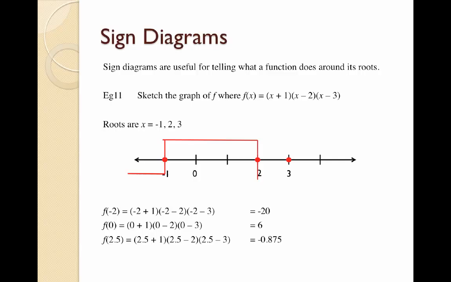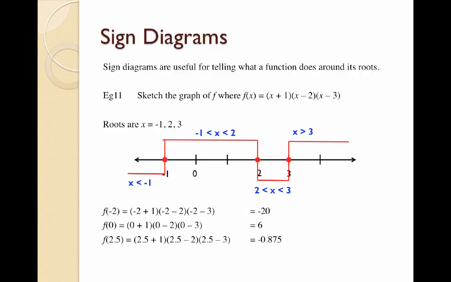We go down into the negatives when we get past 2. And we stay negative until we get to 3. Once we get to 3, we're going to cut over our x-axis again, and we're going to remain positive for the rest of the time. So when x is less than minus 1, we're below the line, we're in negatives. When x is between minus 1 and 2, we're above the line. When x is between 2 and 3, we're below the line. And when x is greater than 3, we are above the line.